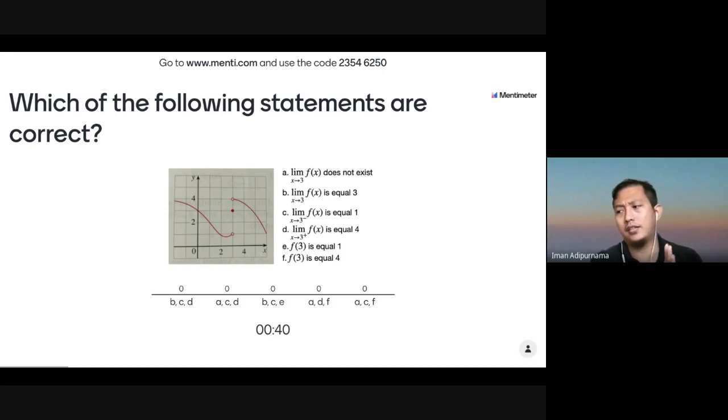I think this is not hard. You just need to be careful reading the text. That means each option means true: option A, B, C, D true; option B, option 2, A, C, D true; B, C, E true; A, D, F true; A, C, F true. And which one of them is correct?